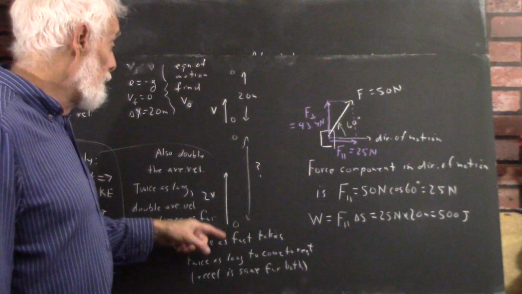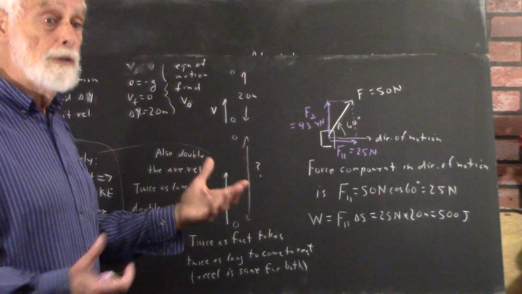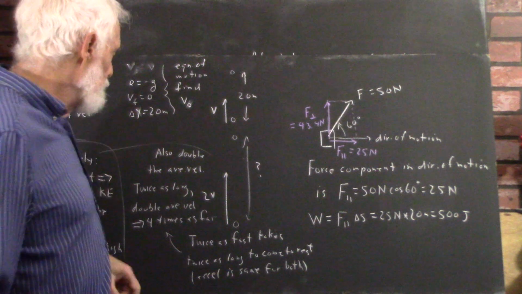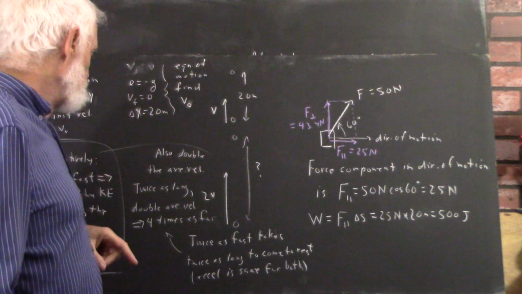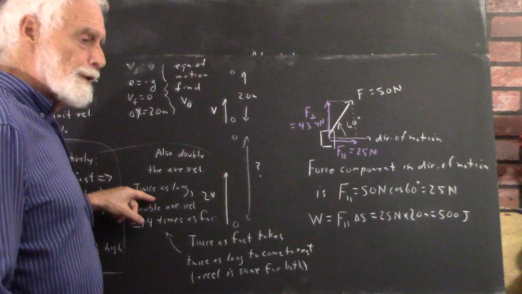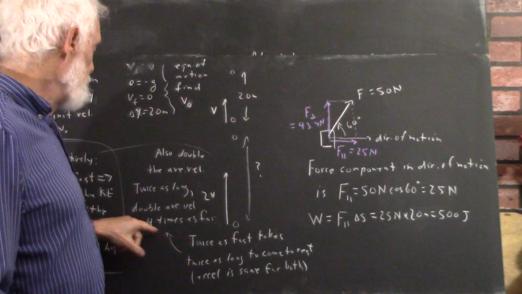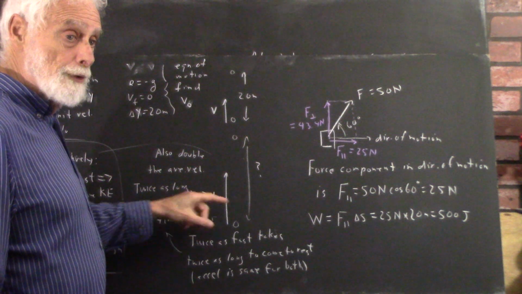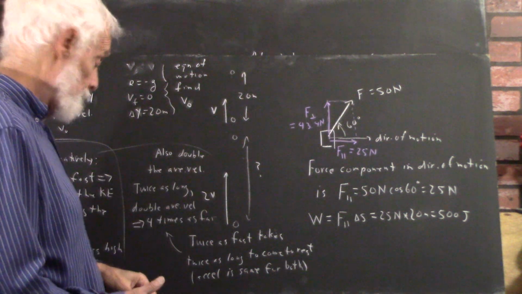Also, if you've got twice the velocity, then you have twice the average velocity. So you have double the average velocity acting for twice as long. It's going to give you 4 times as far. So you're going to go 4 times as high, 80 meters.